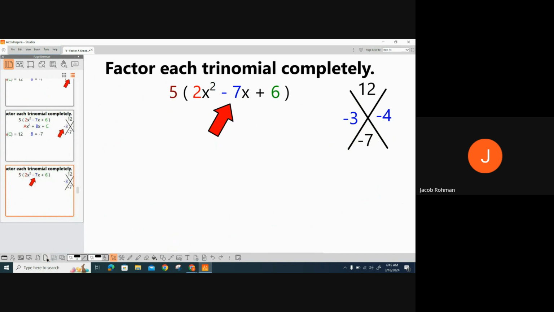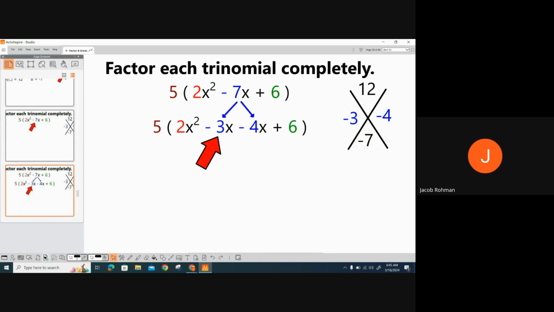So now, step 3, split the b term. So we're going to split this negative 7x into negative 3x and negative 4x, which you can see in blue there. And again, the 2x squared and the plus 6, they just follow along. And then the GCF of 5, that's on the outside still of these parentheses. Now we're going to look to find the greatest common factor between the first two terms and the second two terms. So this would be our factor by grouping.